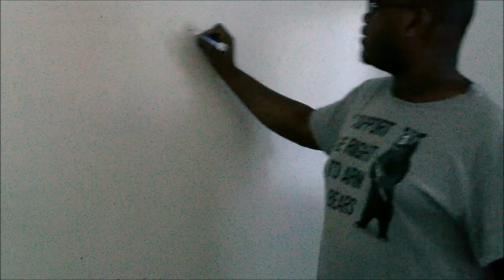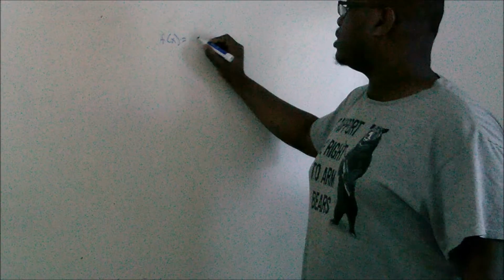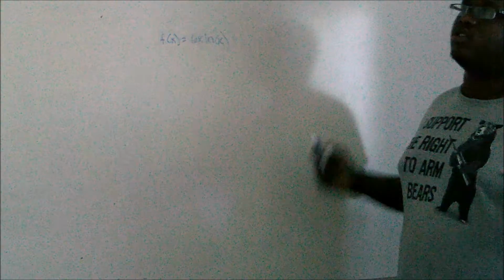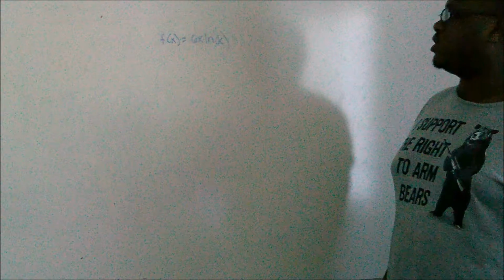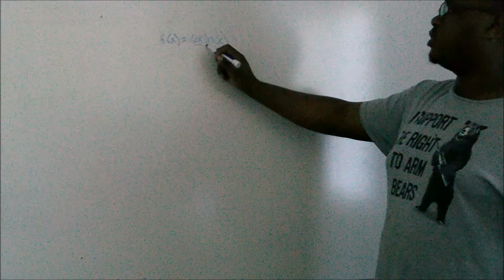Now suppose we have something like f of x equals, I don't know, 6x times the natural log of x. Now you would think, oh, just like the sum rule, the derivative of this entire function would just be the derivative of 6x times the derivative of the natural log of x. This, however, is not true.